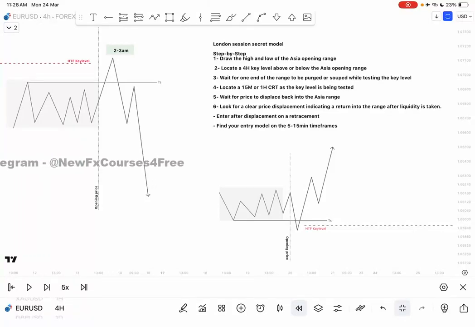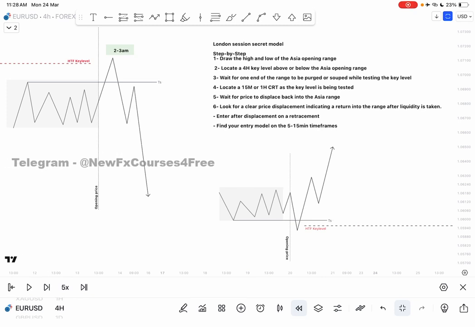Good day. Today we're going to be talking about the London session secret model. So here is a step-by-step approach. First, draw the high and the low of the Asian session opening range.